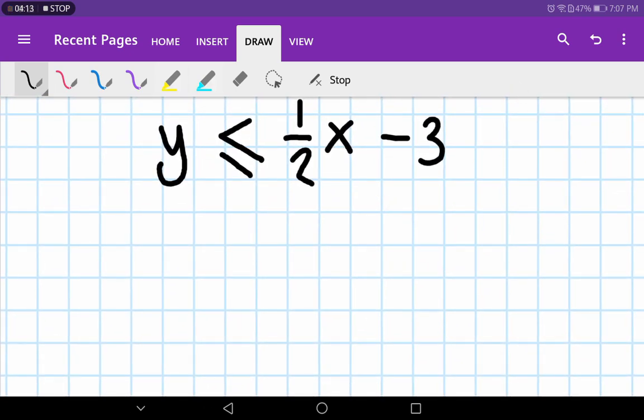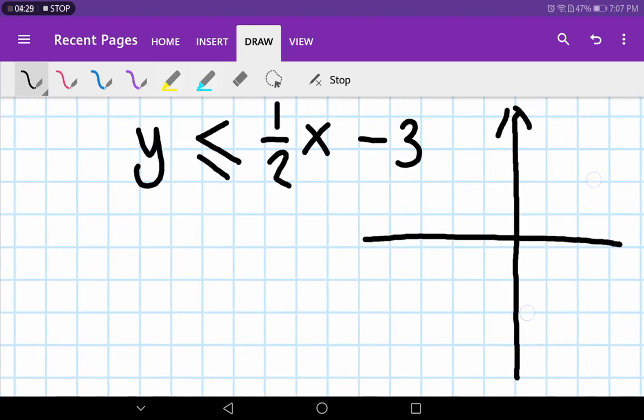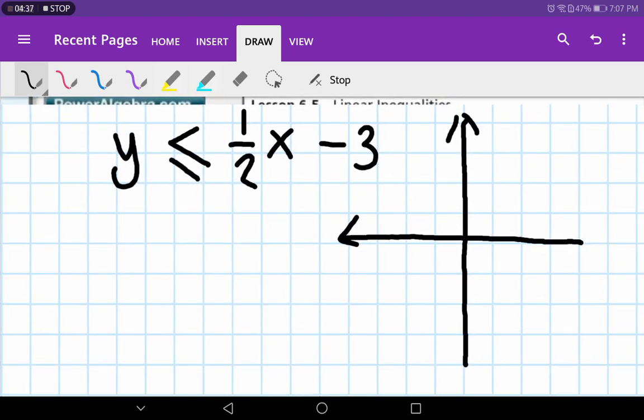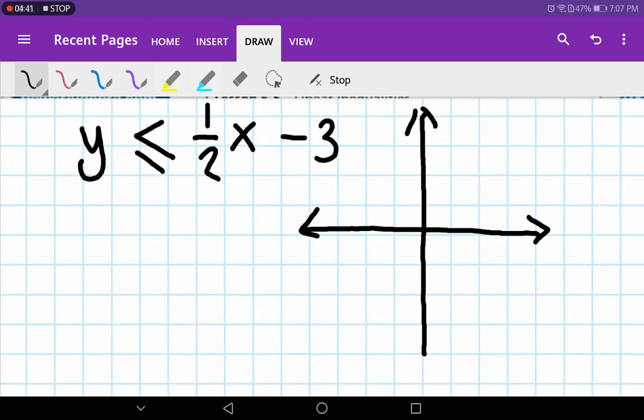Great. Now I will draw the y axis, the vertical one, and the x axis, the horizontal one. Okay, Yazan, what is the first step to draw?